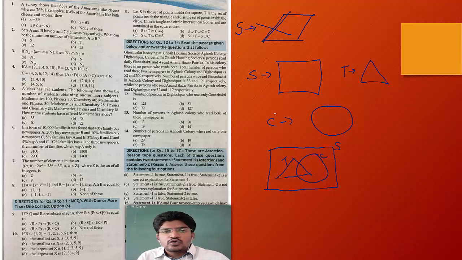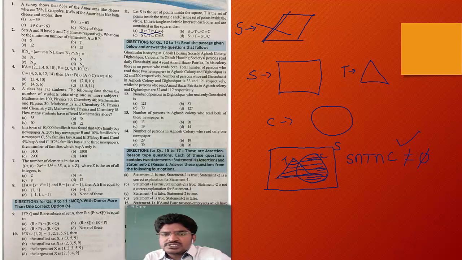They are telling, so option A is what? Option A is S intersection T intersection C. S intersection T intersection C means the common element for S, T and C. So this is nothing but S intersection T intersection C, no problem. So, this is not equal to empty.